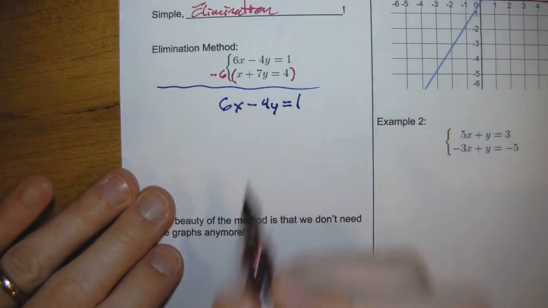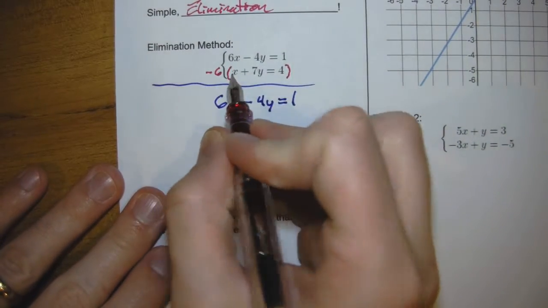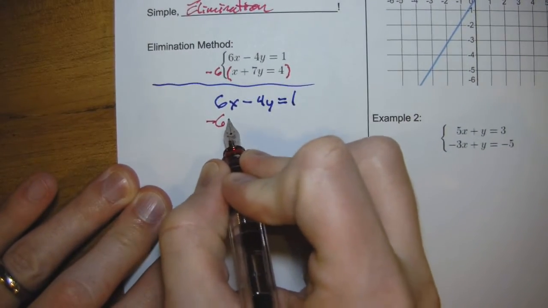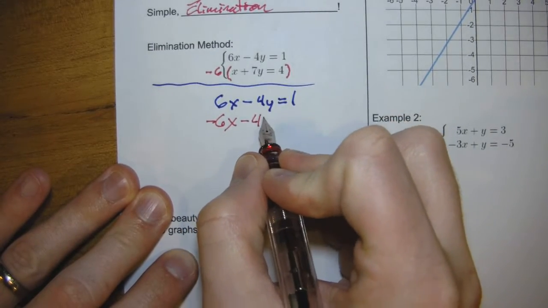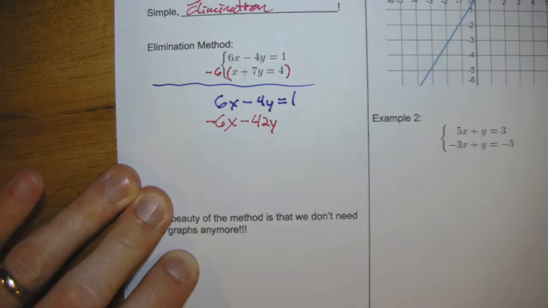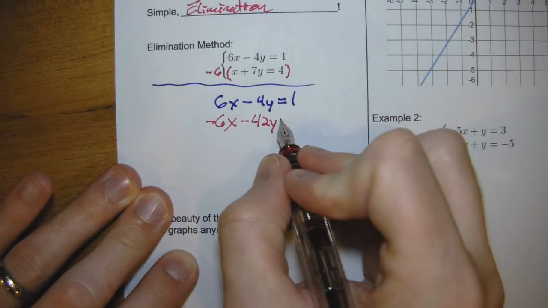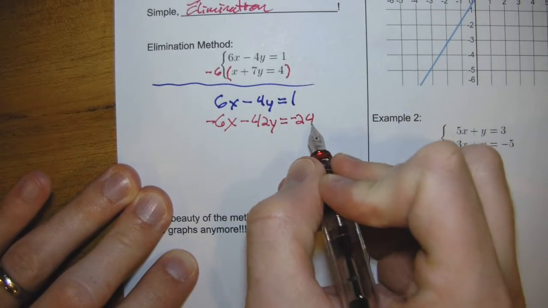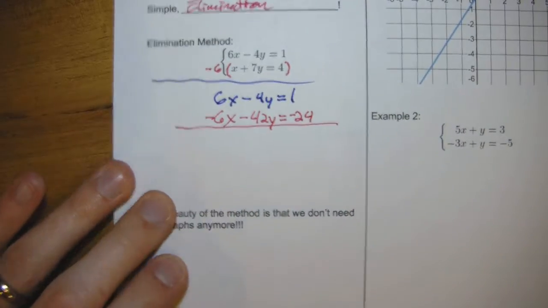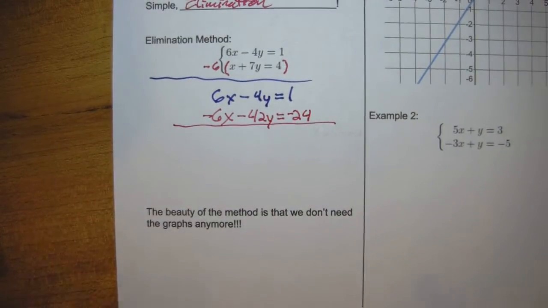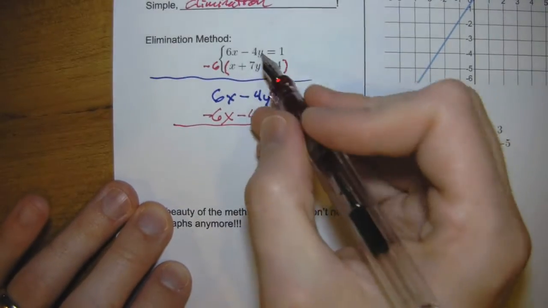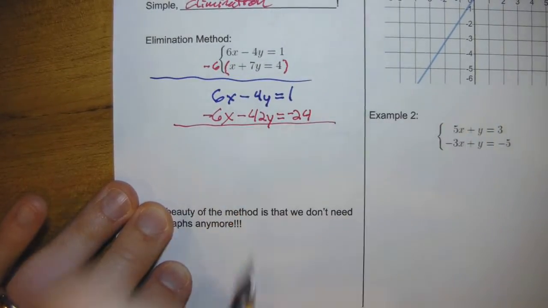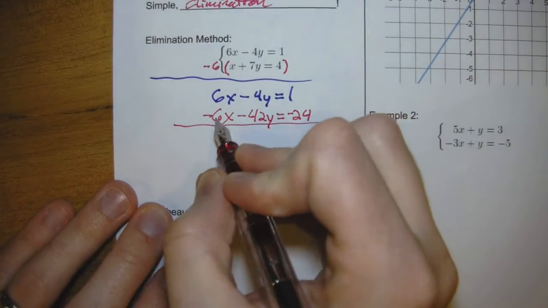But here at the bottom, watch what I'm going to do. -6 times x is -6x. -6 times 7, a -42. In this case, y. -6 times 4, -24. And then here's what we do. Notice that we've got a +6 and a -6. We could have just as easily done it with the y's, but we're going to go with x to start. A positive and a negative.